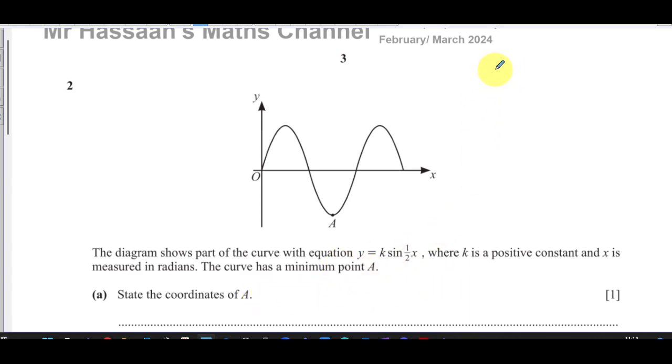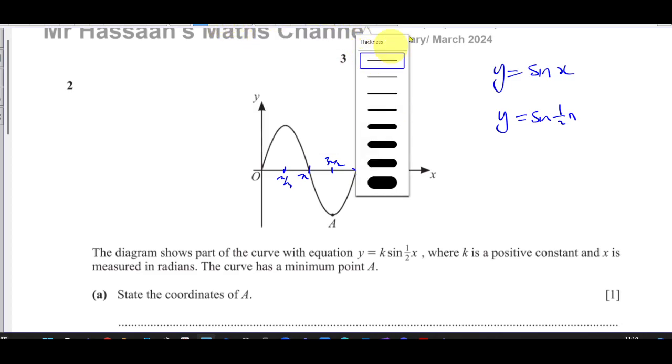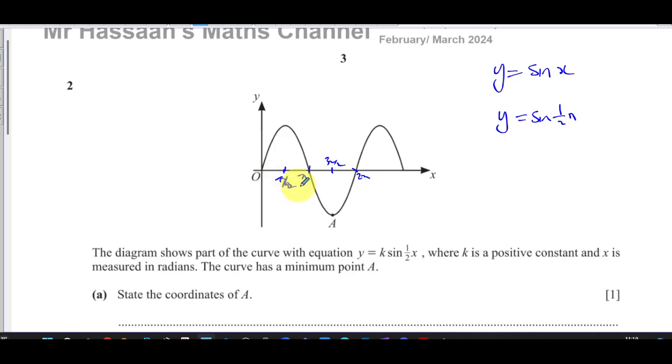So if we imagine what y equals sine x looks like, this would be 0, this would be pi over 2, this would be pi, this would be 3 pi over 2, and this would be 2 pi. That's how it would look if it was just y equals sine x. It says measured in radians, that's why I'm using pi.